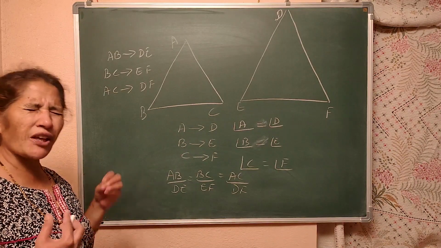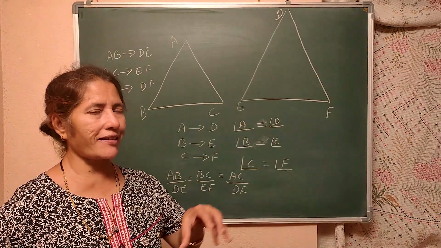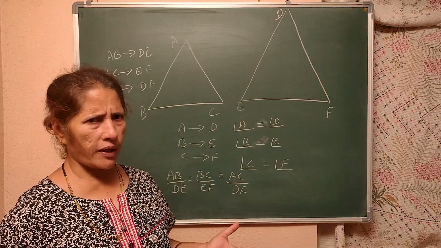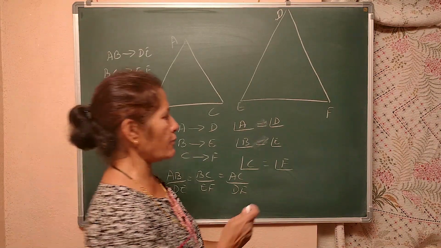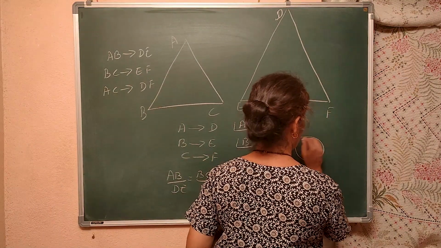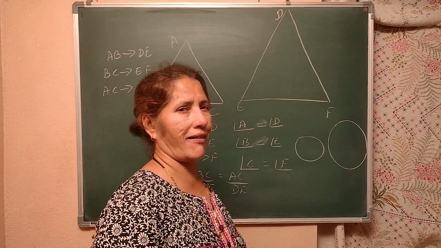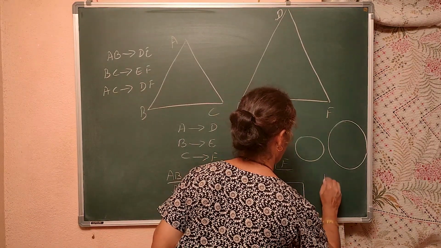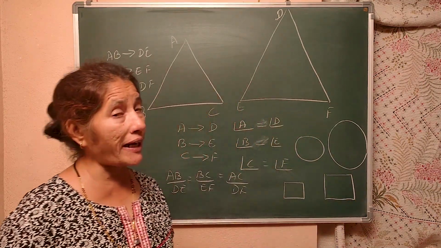Now, which are the figures always similar? I say one small circle and one big circle. They are always similar. There is no meaning of equiangular here, there is no angle at all. One small square and another big square. In a square all the sides are equal and all the angles are equal to 90 degrees.